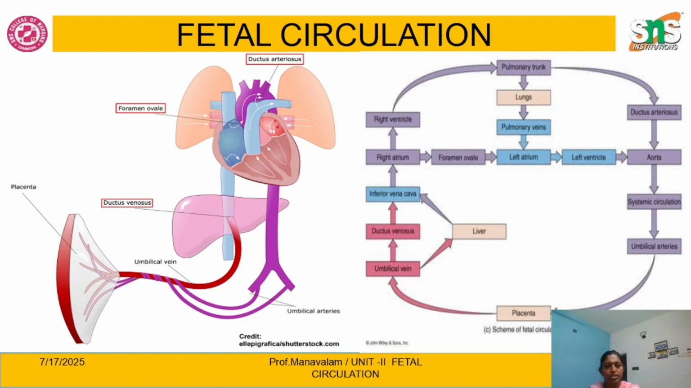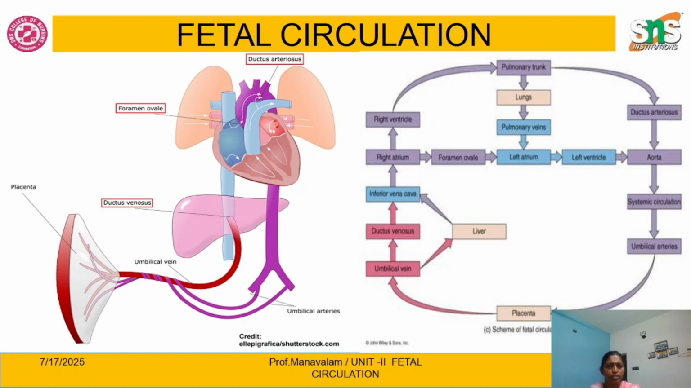The placenta collects the blood from the maternal vessels. From the placenta, through the umbilical cord, it is carried inside the fetal body. So the umbilical cord has two umbilical arteries and one umbilical vein. This umbilical vein carries the oxygenated blood from the placenta into the fetal circulation. The umbilical arteries carry the deoxygenated blood from the fetal circulation into the placenta. From the placenta, it enters into the maternal structure.